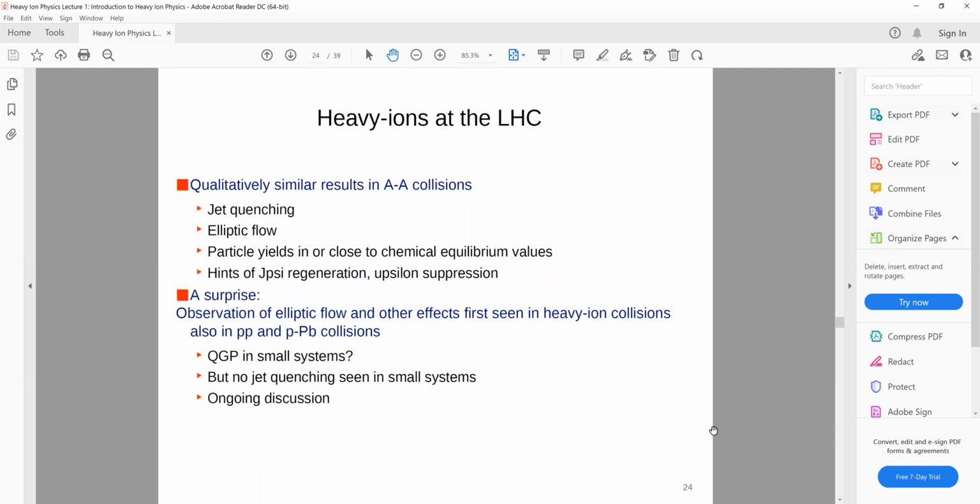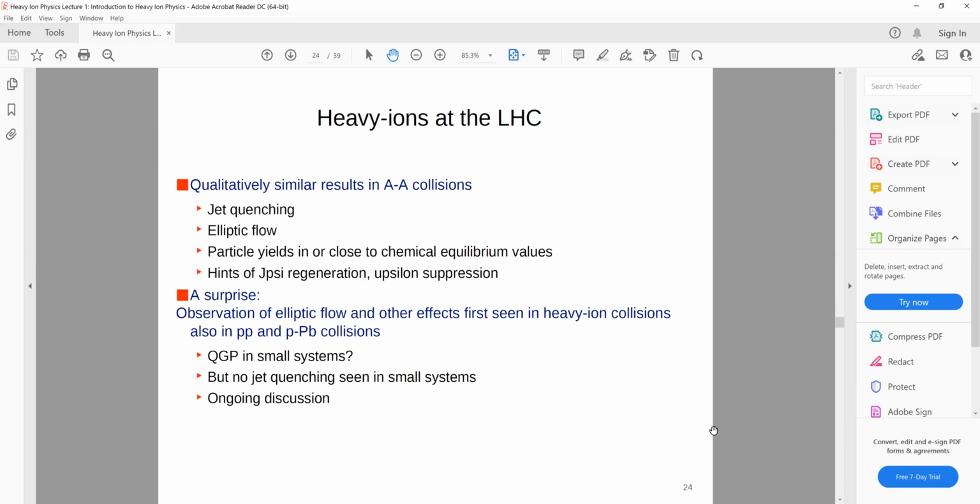So what are the outcomes for the heavy ion results at LHC? The results are mostly qualitatively similar in lead-lead collisions compared to what we have observed in gold-gold collisions at RHIC. We do see jet quenching, we do see elliptic flow, and from the analysis of particle yields, it has been shown that particles are in thermal equilibrium, or very close to chemical equilibrium.